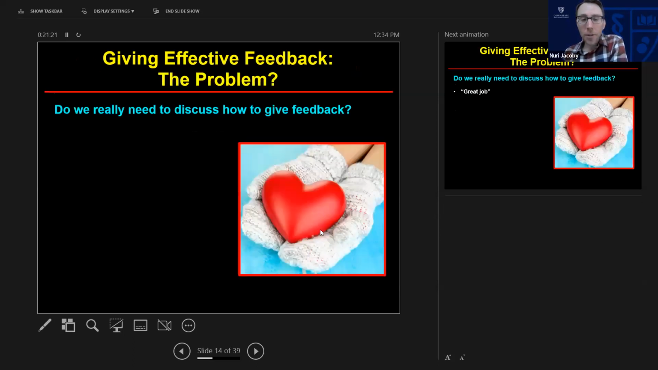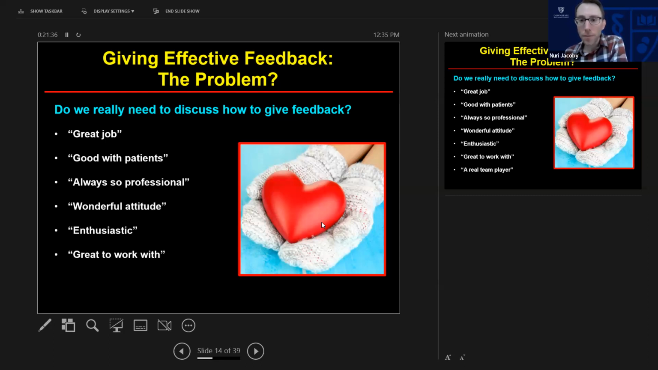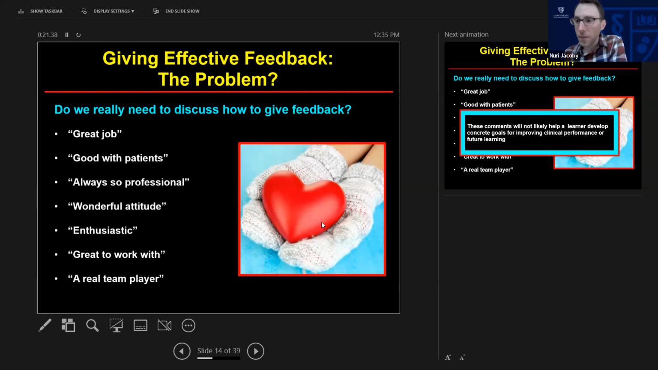Do we need to discuss how to give feedback? Yes, of course, right? What's the feedback that you've received? You've received good job, great job, good with patience. You're always so professional. You have a wonderful attitude. You're enthusiastic. You're great to work with. You're a real team player. That's the feedback you receive. That's the feedback the students receive. Is this helpful? Anyone think this is helpful for a learner?